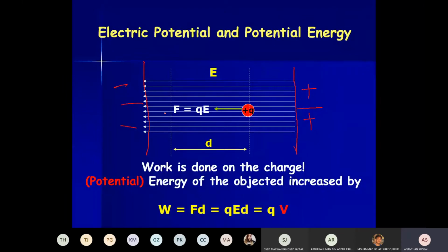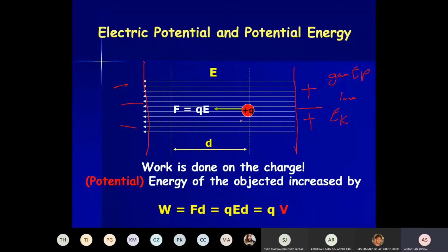So why is it potential energy? Because positive charge moving to the positive plate should slow down. So it gained potential energy, and it should lose what? Should lose kinetic energy. It must have lost kinetic energy.